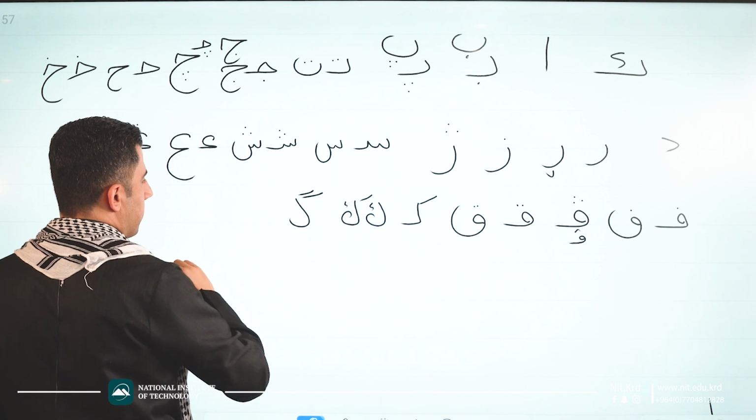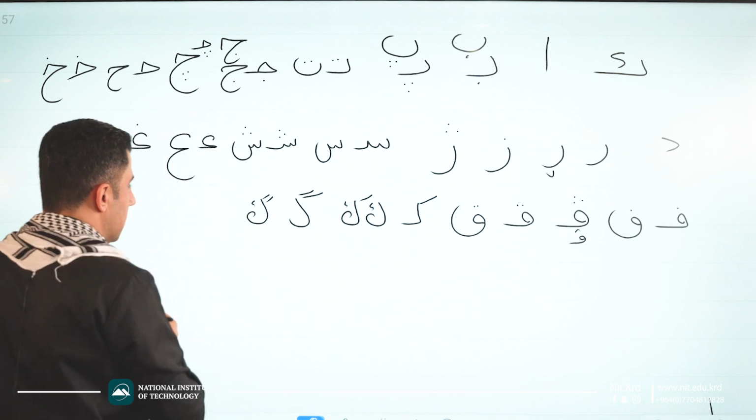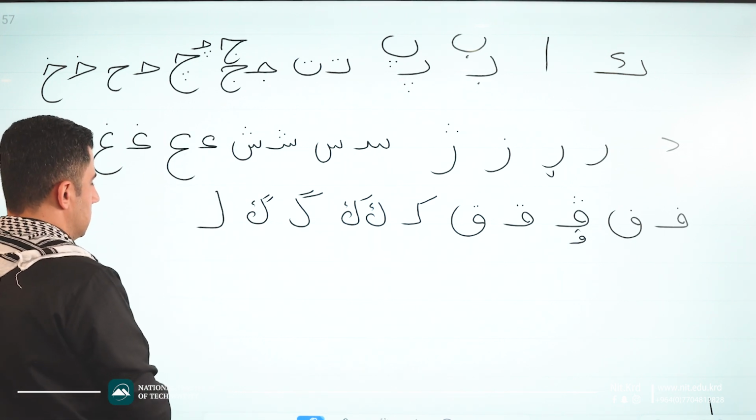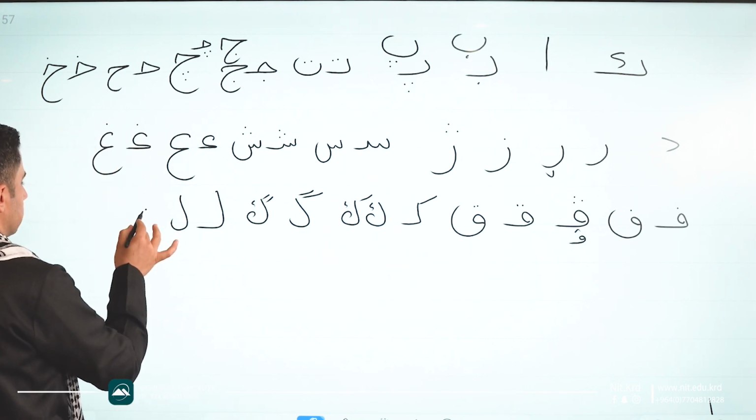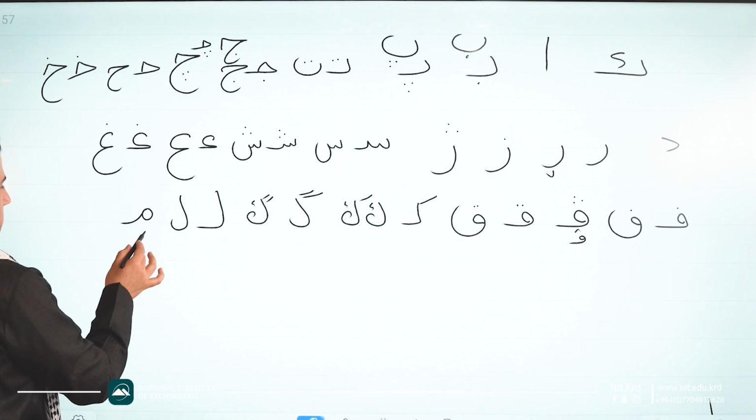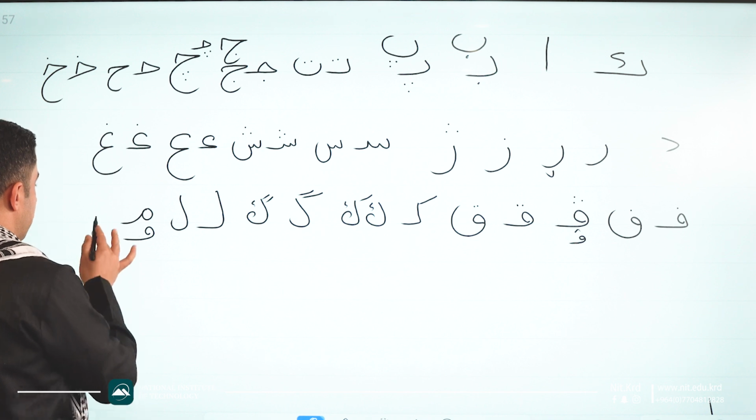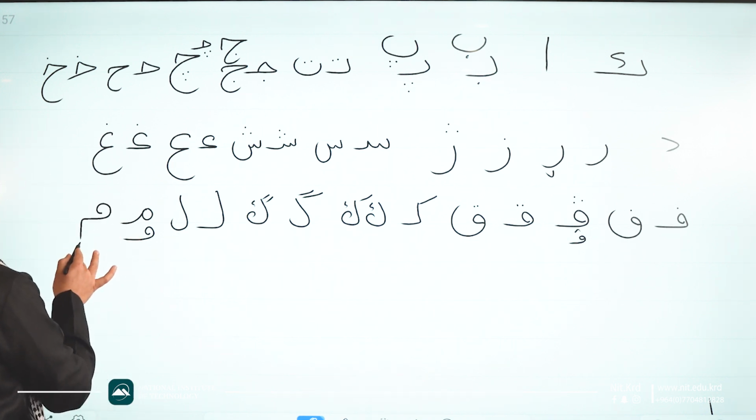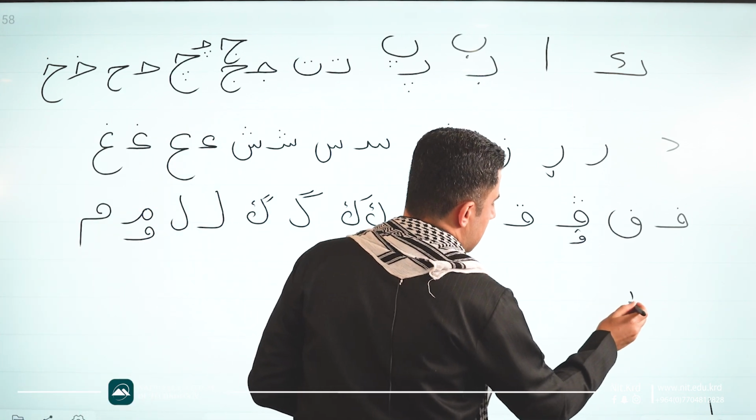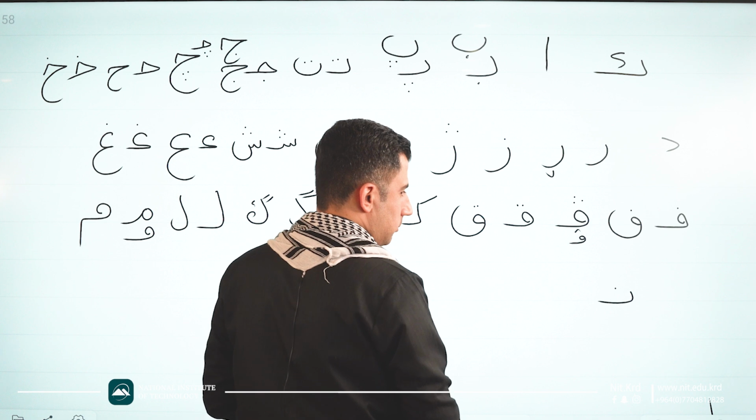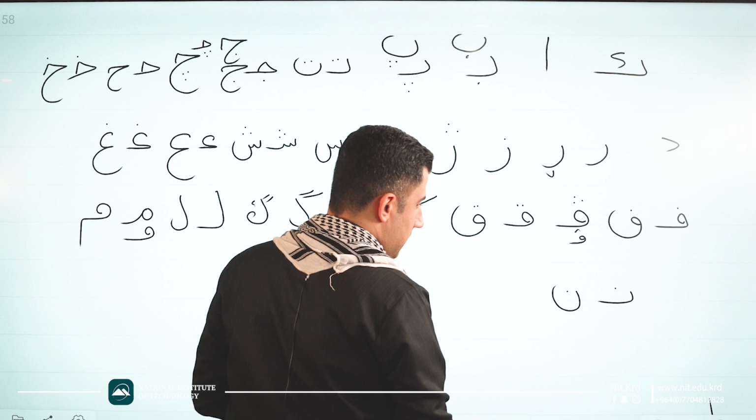G. At the end, it's like this, G. After that, we have L. At the end, it's like this. M. This style is the first one, and you can write down like this, M. Both are correct. But at the end, we have to do like this. That's M. After M, we have N. This is N. At the end, we have to write down like this, N.